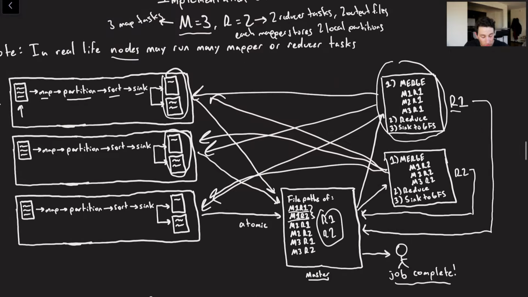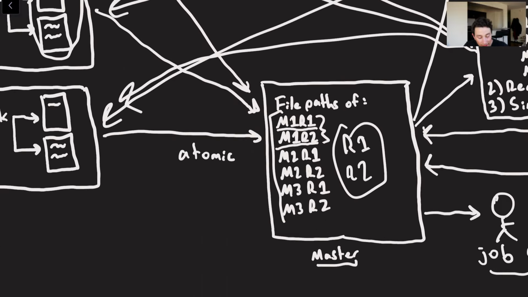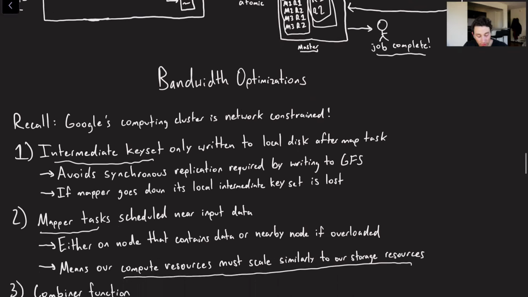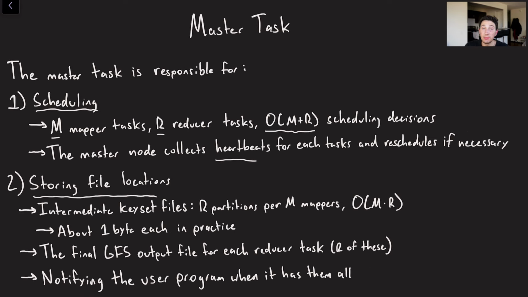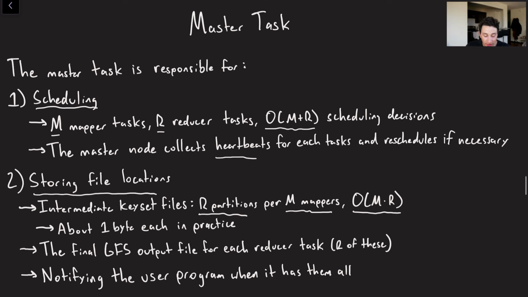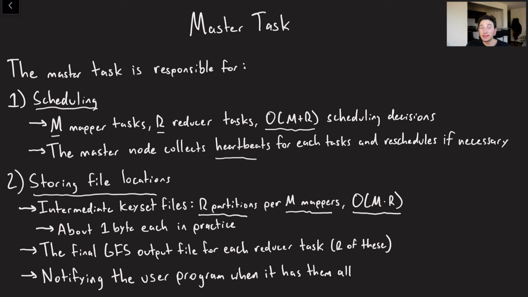So as I mentioned, when we go back up here, we are storing all of the intermediate key set file paths in the master node, and we're also storing the output file paths in the node. So that is going to be potentially a lot of storage. The reason being that as far as the number of intermediate key set files, there's going to be R partitions per mapper task, so per M mappers, which means we have O of M times R total temporary files that are locally stored on a mapper node that our master task has to be aware of. And so that can potentially be a lot if R and M are really large.